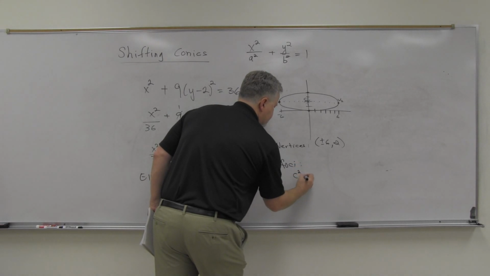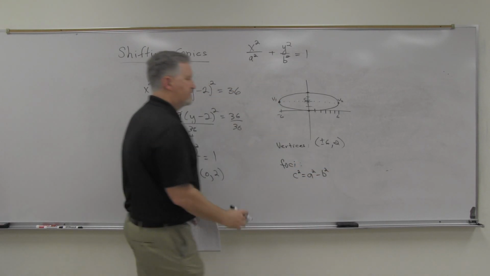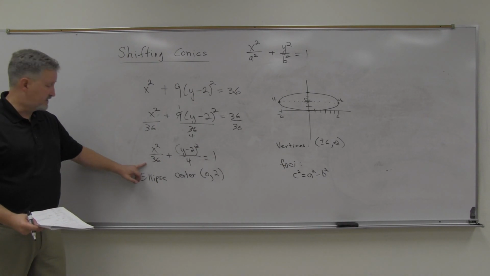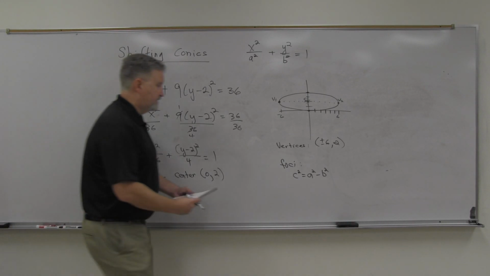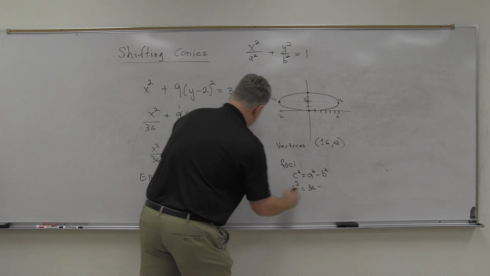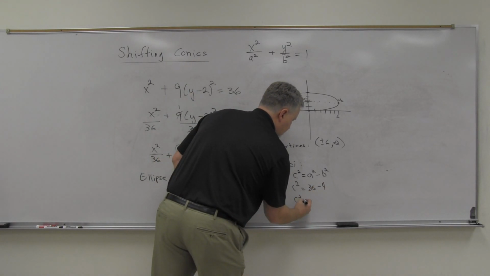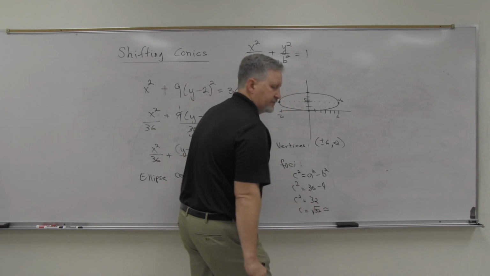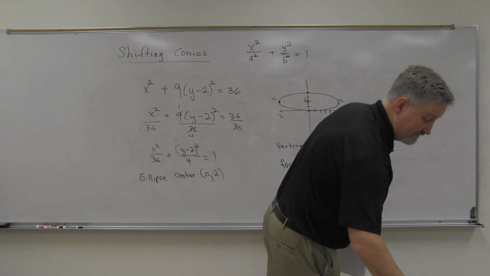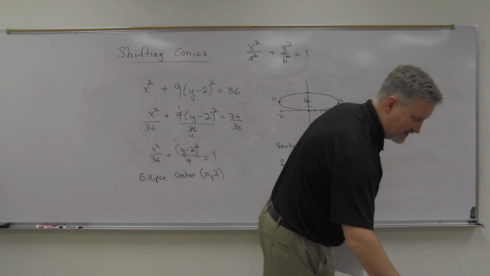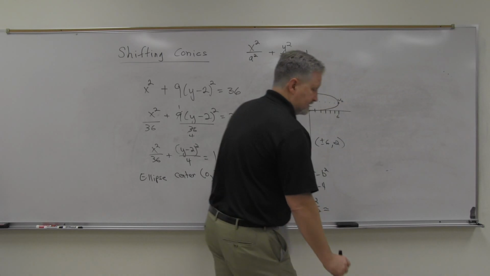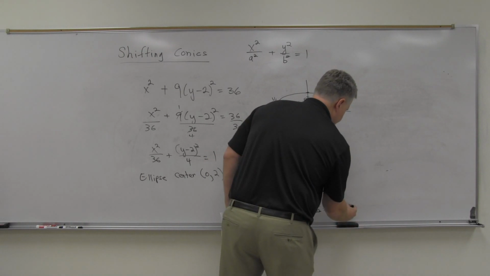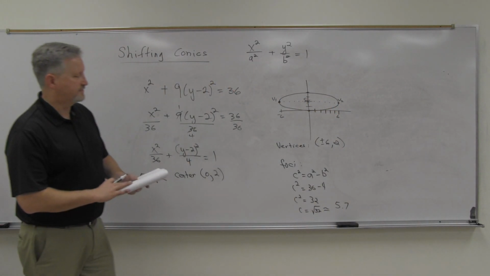For the foci, we've got c squared equals a squared minus b squared. Again, this one's the reverse of the last one because the a squared is the bigger one. In this case, the a squared is under the x squared. The a squared is 36 minus the b squared 4, and so c squared would be 32. C would be the square root of 32, which is about 5.65. Let's call it 5.7.